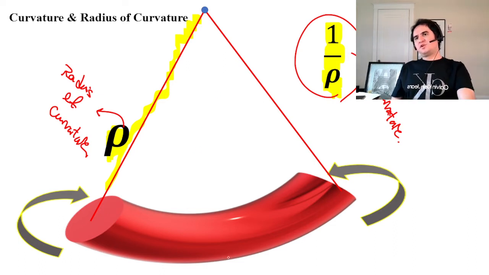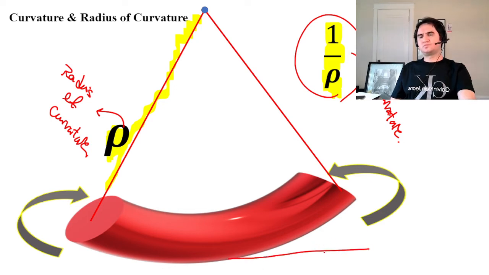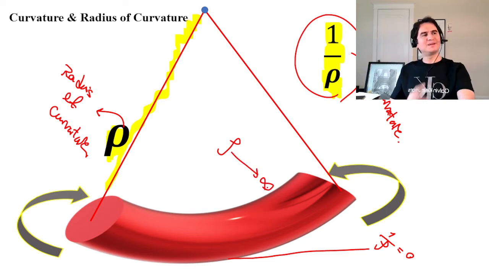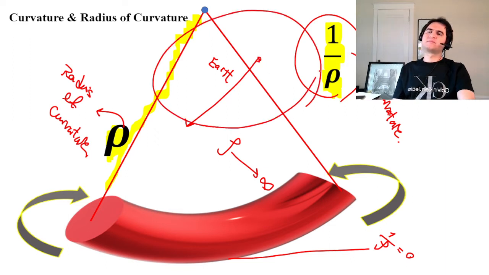So it means if we want to get a curvature of 0, 1 over rho is equal to 0, almost 0, we need rho to go to infinity. Like Earth, a planet, has a high value for radius.